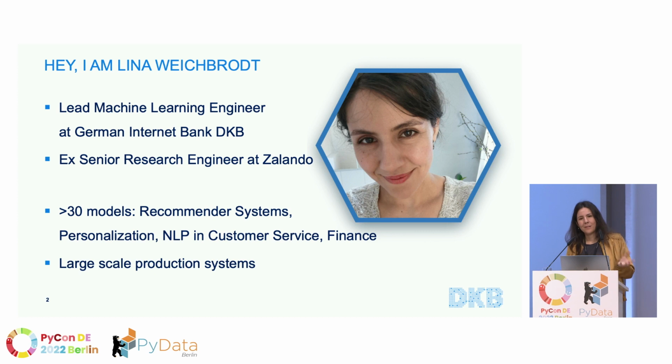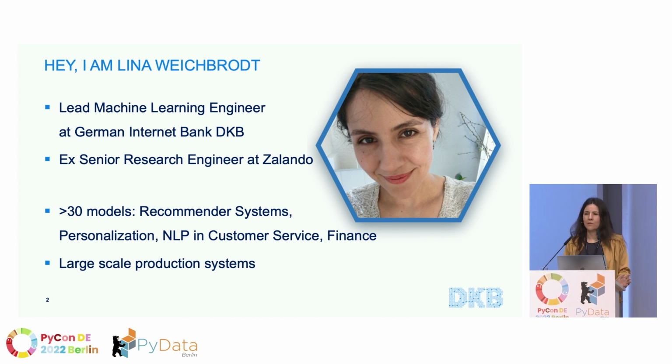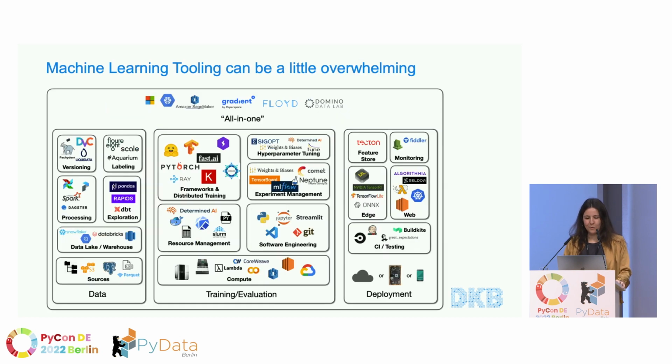And you might be wondering what the 30 models were about. So it was a variety of models, a lot of recommender systems, personalization, NLP in customer service, and some finance-related models. And they're mostly large-scale production systems, so I hope what I learned can be useful for you.